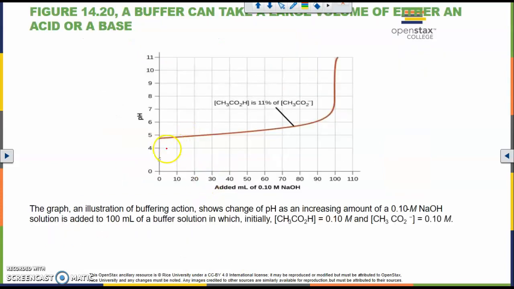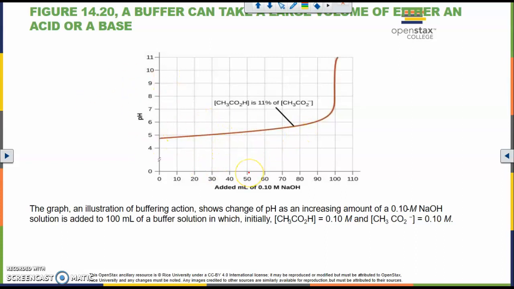Now there's going to be a point at which the buffering effect of a weak acid or weak base and its conjugate is no longer going to be effective. This shows you. As you can see, you can keep adding up to almost 100 milliliters of 0.10 molar sodium hydroxide to this buffer solution. If I add from 10 to 90, the effect on the pH of this buffer solution is very good. It doesn't have large fluctuations in pH.